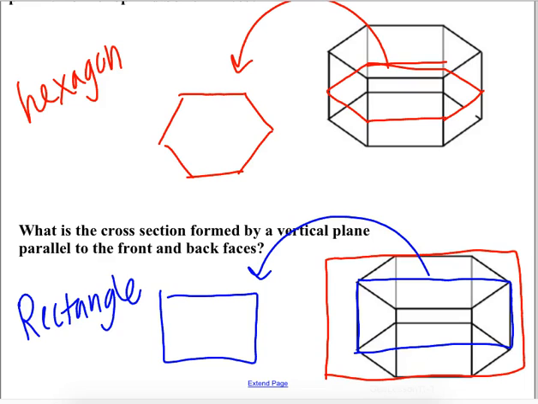I know it's really hard to visualize when you're not seeing the shapes, but I will show you in class. Next time we have class together, it will make a little bit more sense that way.